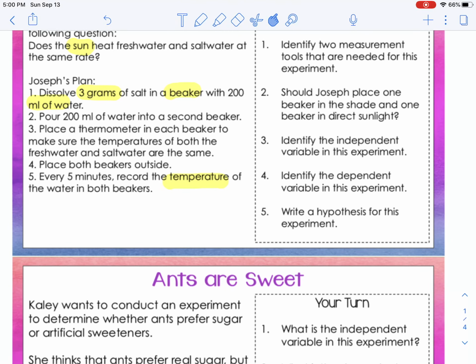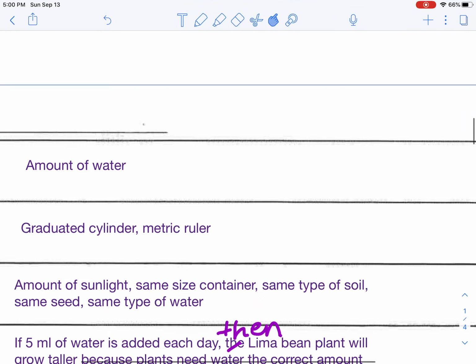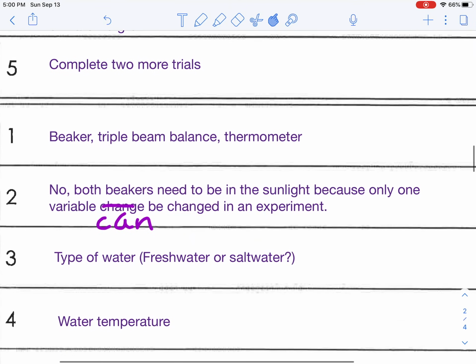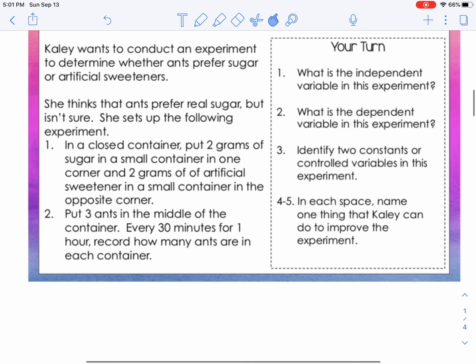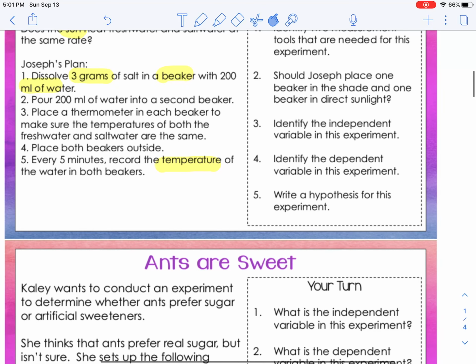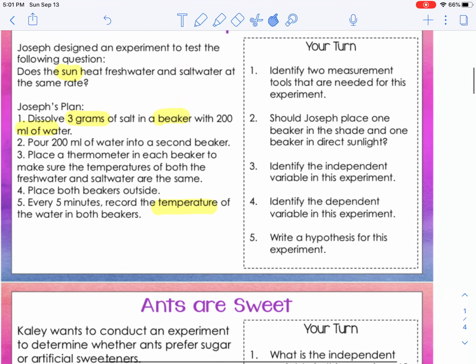Identify the dependent variable. So what is it that we are going to be measuring? We are going to be measuring the water temperature. Write a hypothesis for this experiment.